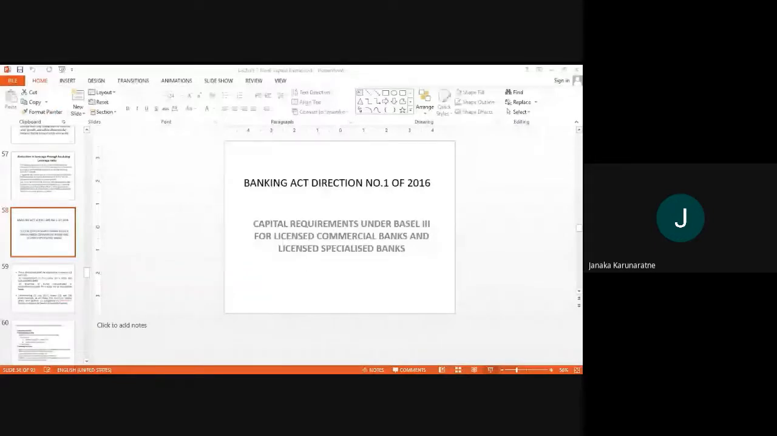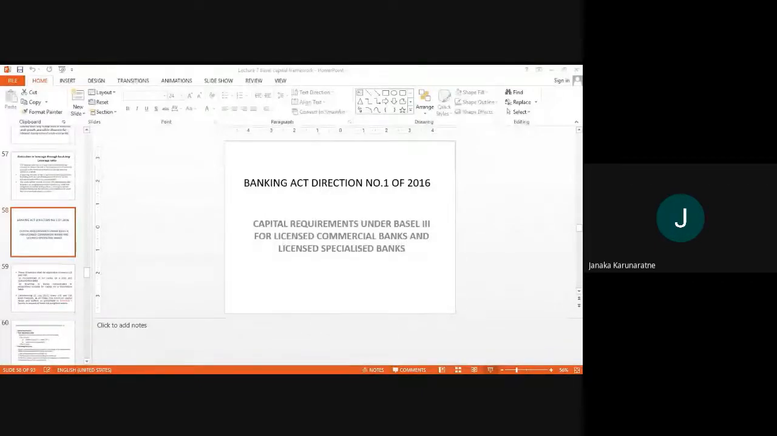Then can someone explain what the objective of Pillar 3 is? Can someone tell about Pillar 3? What was the objective of Pillar 3? The market discipline.